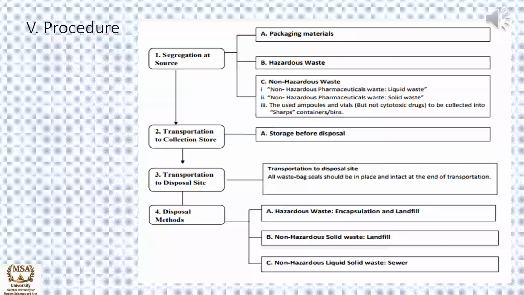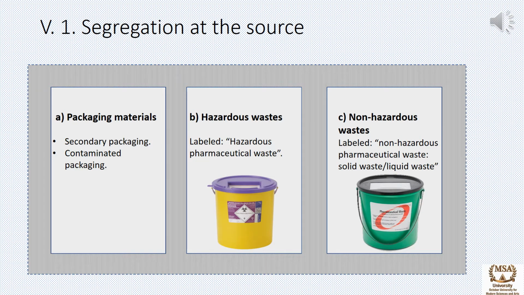Segregation at the source. Packaging materials. Secondary packaging material is removed and disposed of as dry waste, while contaminated packaging materials along with the medicinal products are treated as pharmaceutical wastes. Hazardous wastes. Pharmaceutical wastes that are deemed hazardous are discarded in proof purple plastic bags or containers that are labeled hazardous pharmaceutical waste.